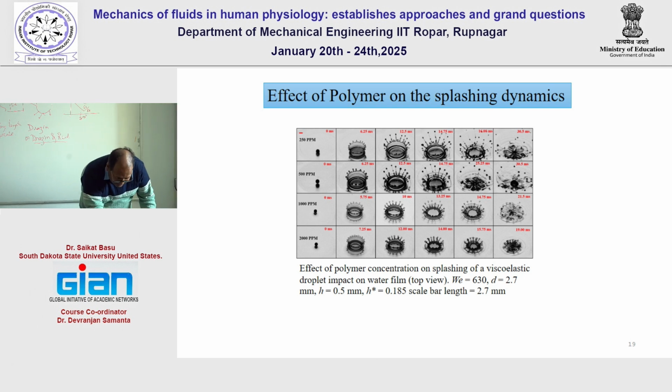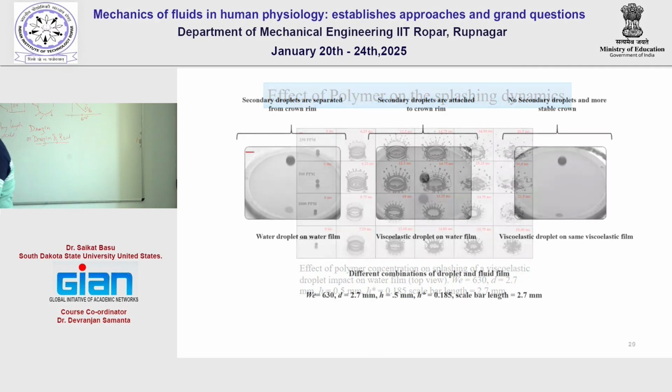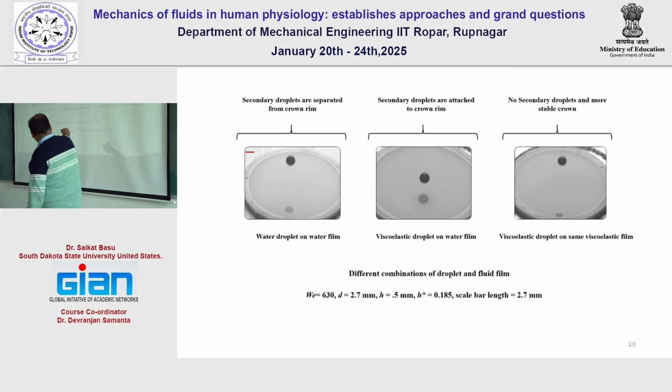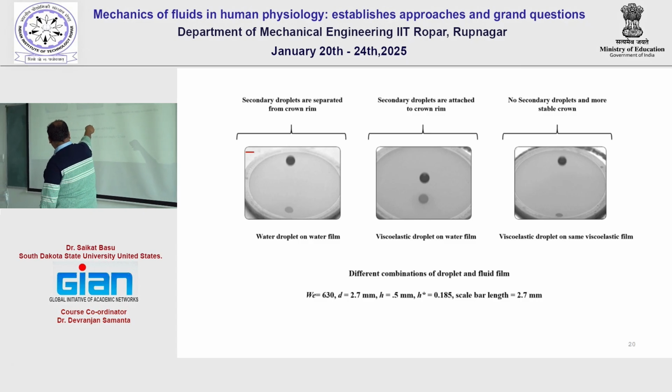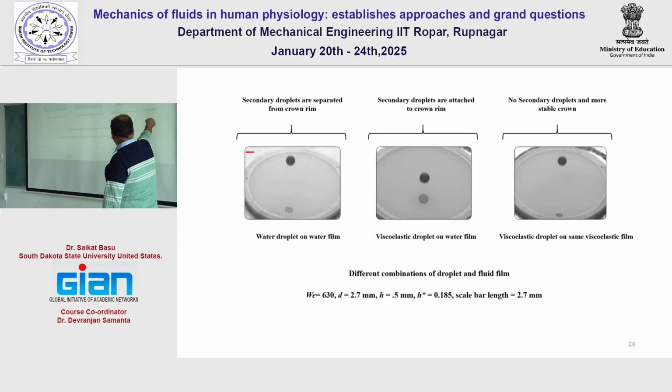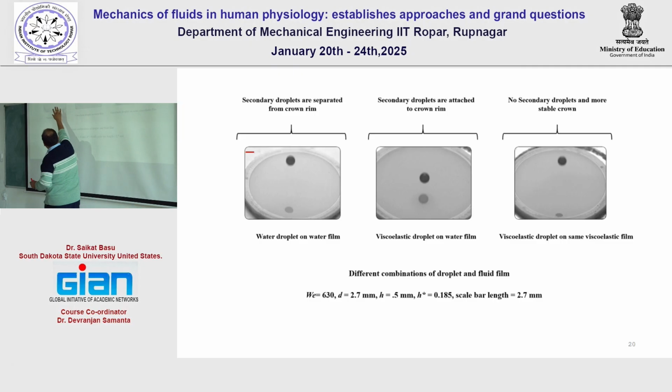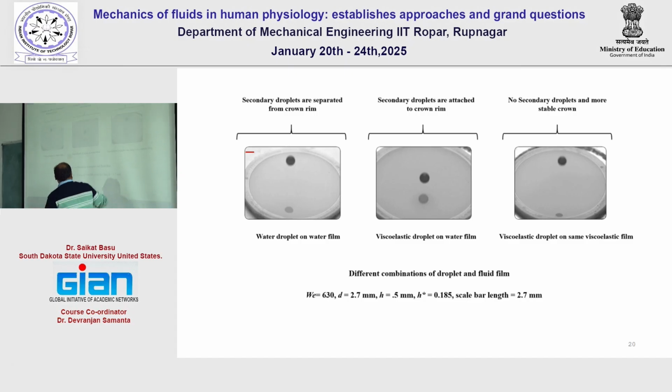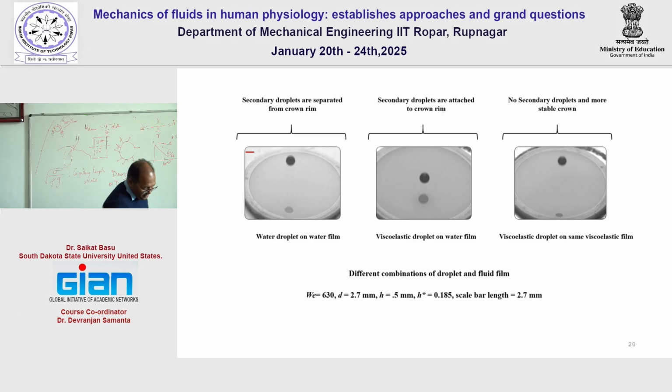In the next slide, this is again Mangles' work. The first phase is a water droplet on a water film. The second is a viscoelastic droplet on a water film. The third one is a viscoelastic droplet on the same viscoelastic film. The video is made in such a way that it will play at the same time. Here you can see fragmentation will happen. Here there will be rim instability and crown formation, but the secondary droplets formed at the tip of the filaments will stay. Here, the crown will not even form, or the crown will form, but the secondary structures coming out from the rim will not be formed.